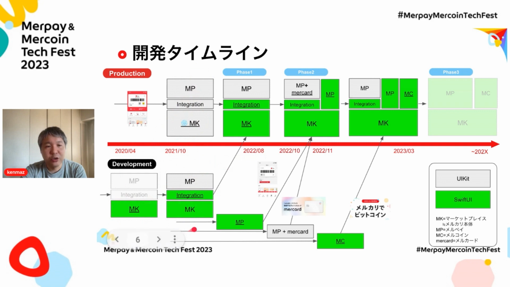At the same time, the GroundUp was launched. Several important projects were underway within the company, including a renewal project to revamp the Merpay top page, a credit card project called Mercard, and the Bitcoin project called Mercoin.